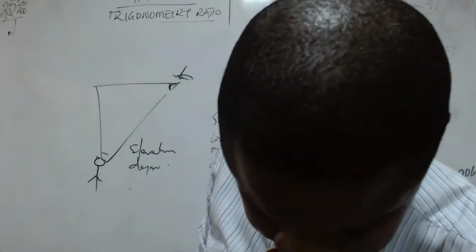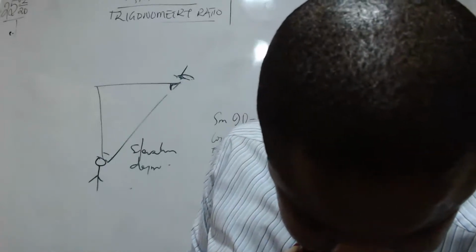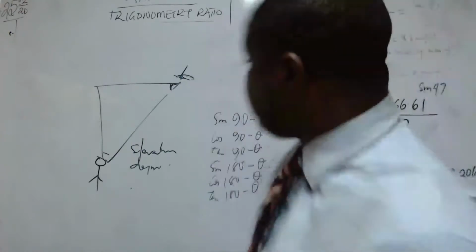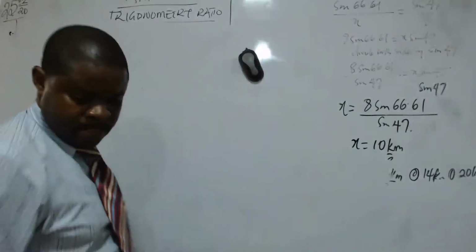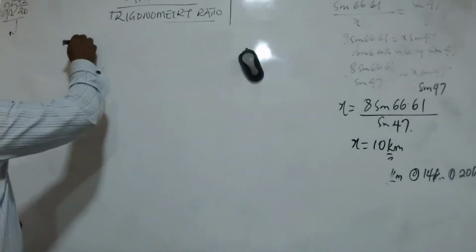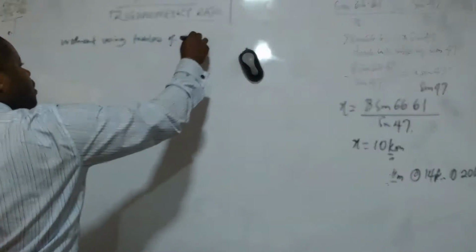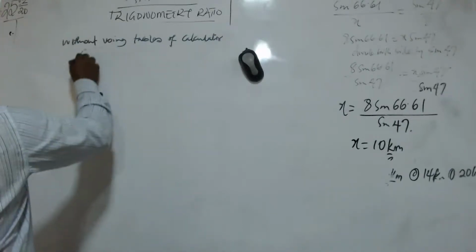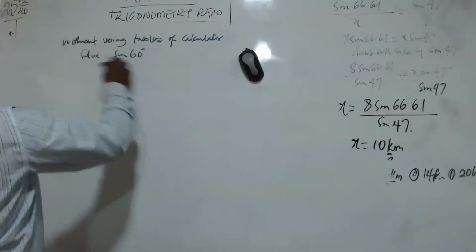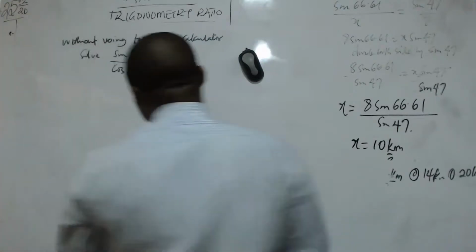The question says, without using tables or calculator, solve sine 60 over cos 60. Now look at this question.